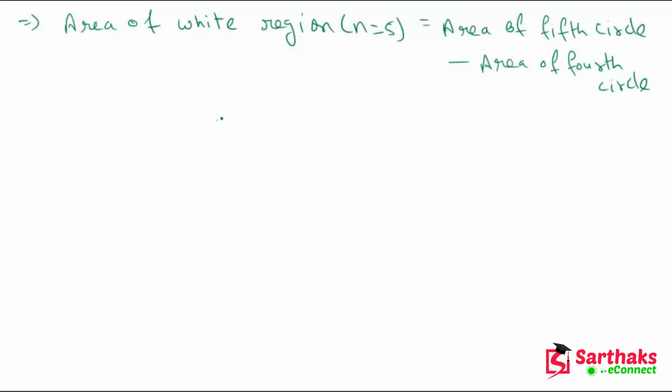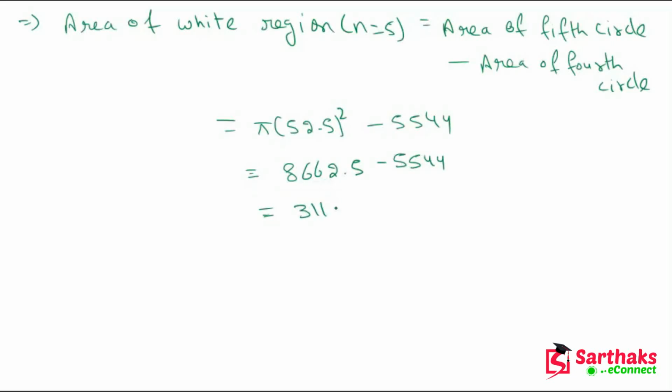Okay my dear friend, so this will give, we have pi into 52.5 centimeter square minus the area of the fourth circle, which is what? 5544. Okay, and if we solve it, this will give 8662.5 minus 5544. So this will give 3118.5 centimeter square. Okay my dear friends, so this is our answer. So this is the method to solve this question. Okay my dear friends, so now let's move on.